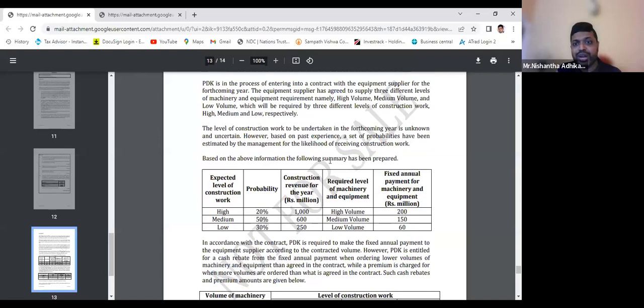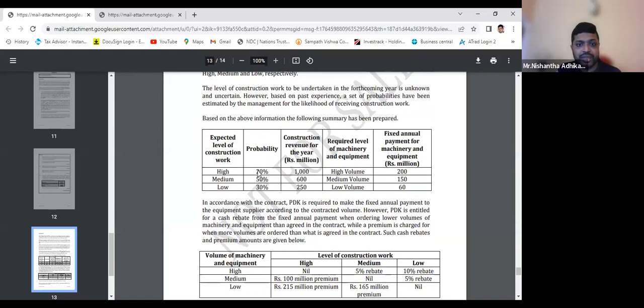Based on the above information, the following summary has been prepared. Expected level of construction high, probability is 20%. Construction revenue will be 1,000 million. Required machinery will be high volume machinery. If high volume machinery, it will cost 200 million. If it is medium volume construction work, 50% probability, revenue will be 600 million. You require medium volume machinery. If it is low, it is 30%, you will get 250 million revenue. Low volume machinery required at a cost of 60 million.